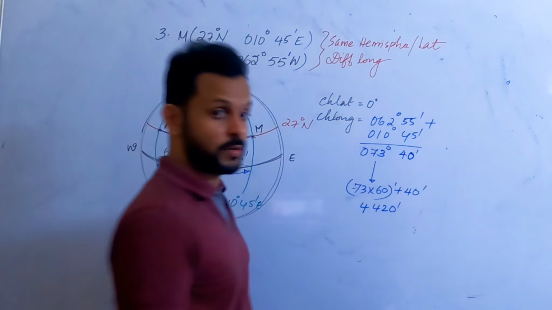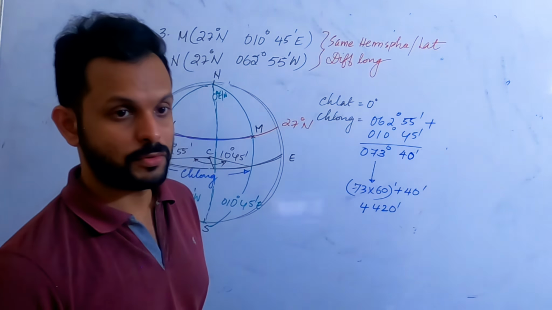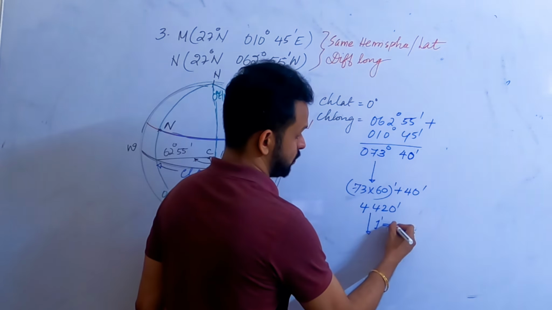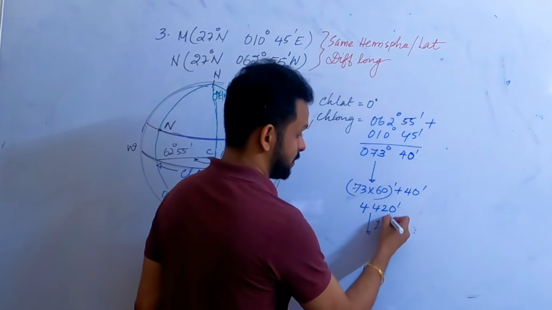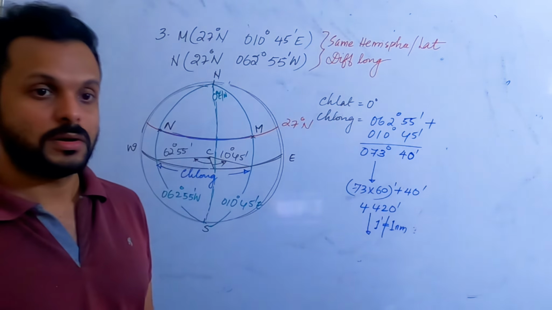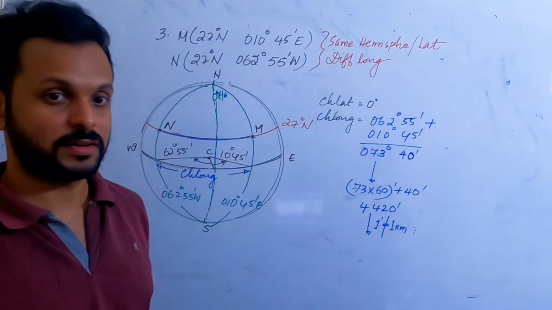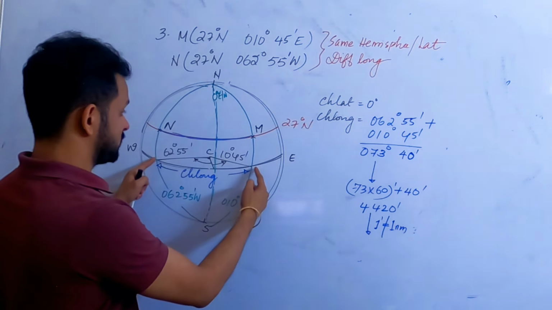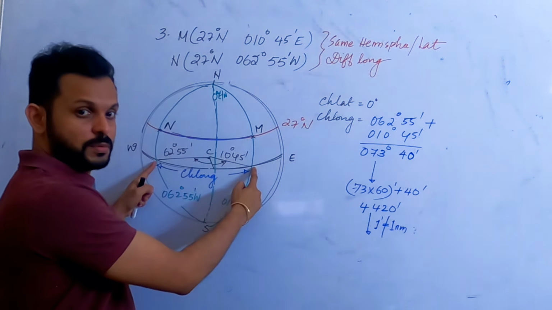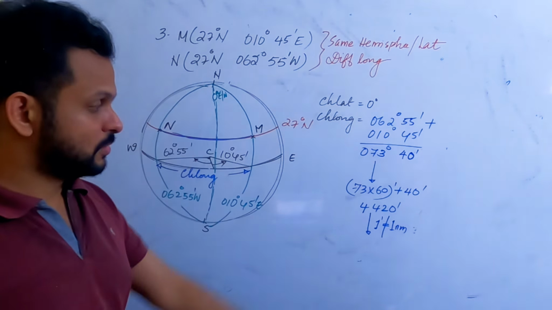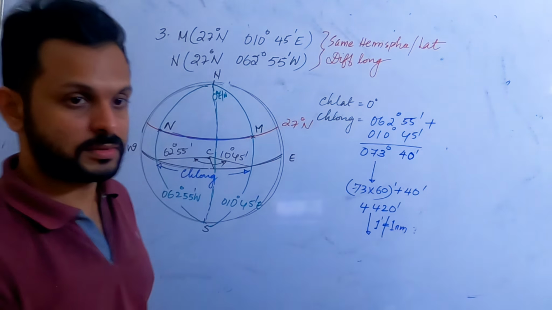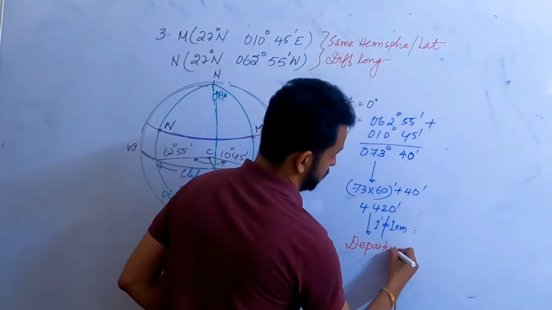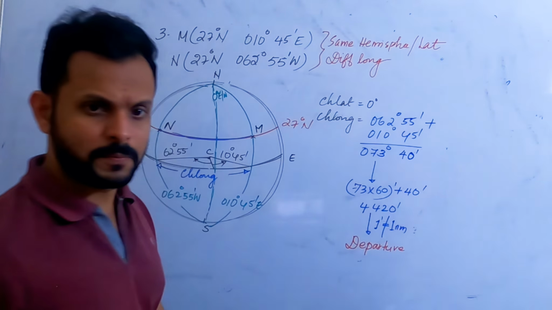Now, as I've always told you, take a pause here before you convert. In this case, 1 minute equal to 1 nautical mile is not possible because you are not measuring it along a great circle. If you had measured the same thing along the great circle, the equator here, it would have been possible, but it is not possible here. So in that case is when we actually use the departure equation. Do you want to find out?